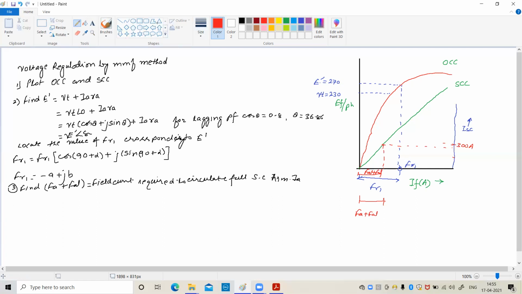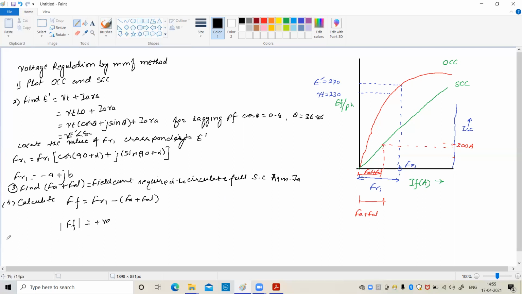Point number 4. Calculate FF is equal to FR1, this value, minus FA plus FAL. So you will find some value, say for example, here it is 3 ampere. So it is either a field MMF or field current. So by putting this value, FR1 minus FA plus FAL, we get the magnitude of FF is equal to some value. Okay, we will get some positive value by this calculation.